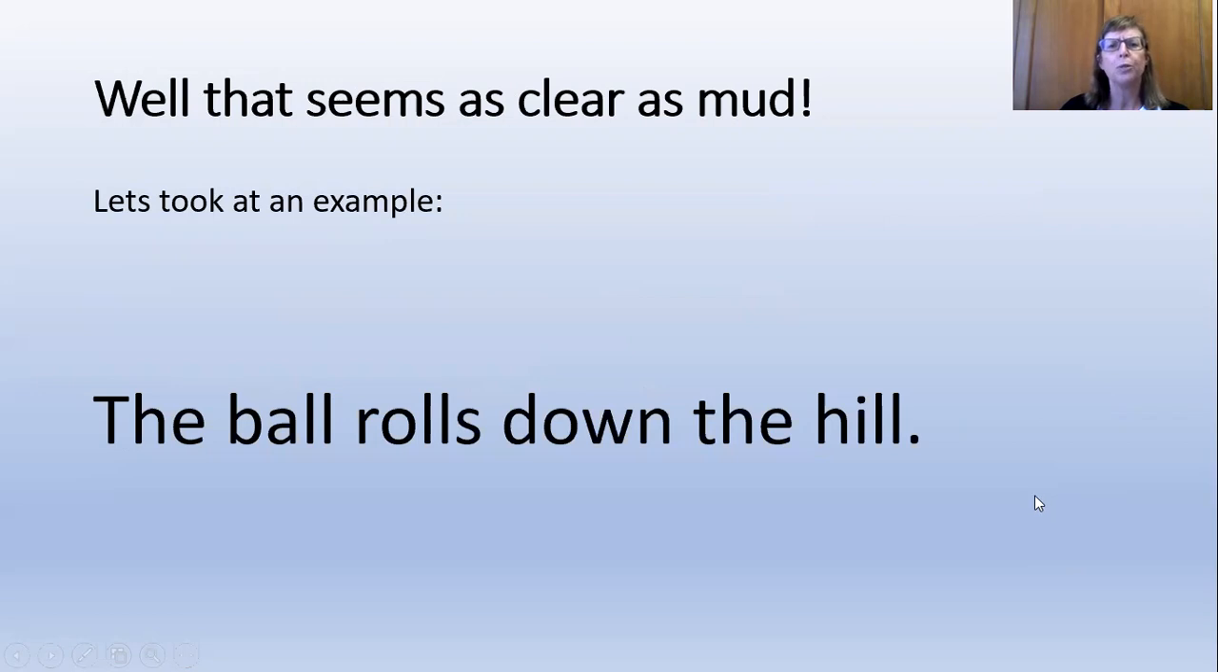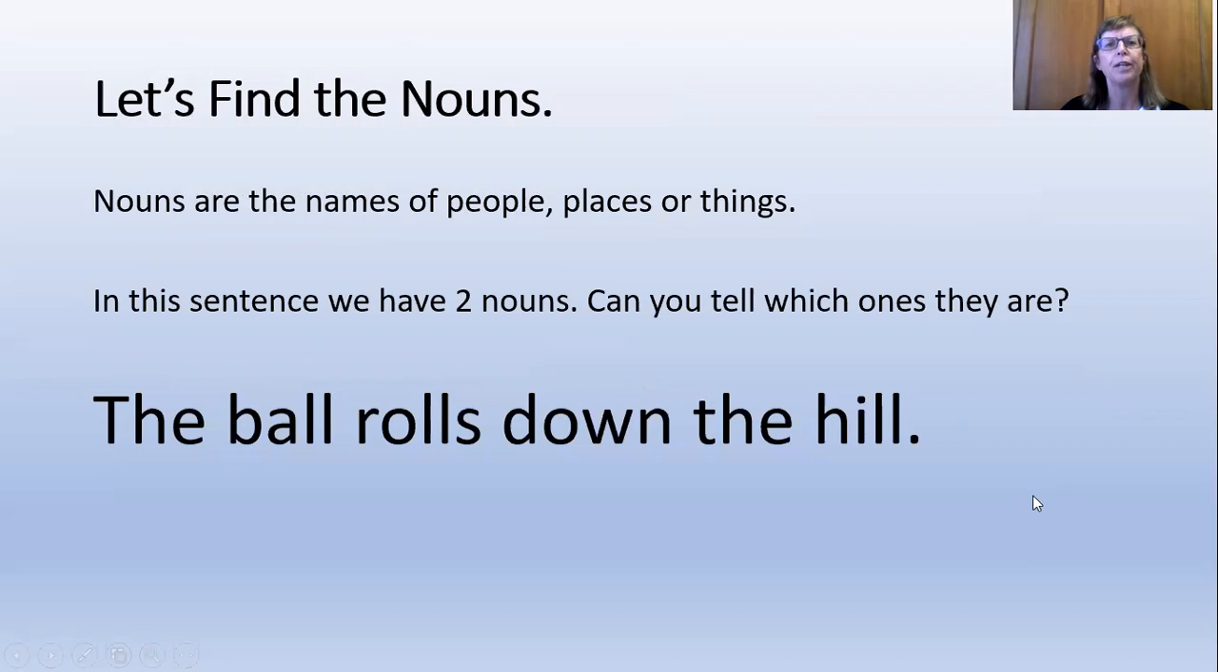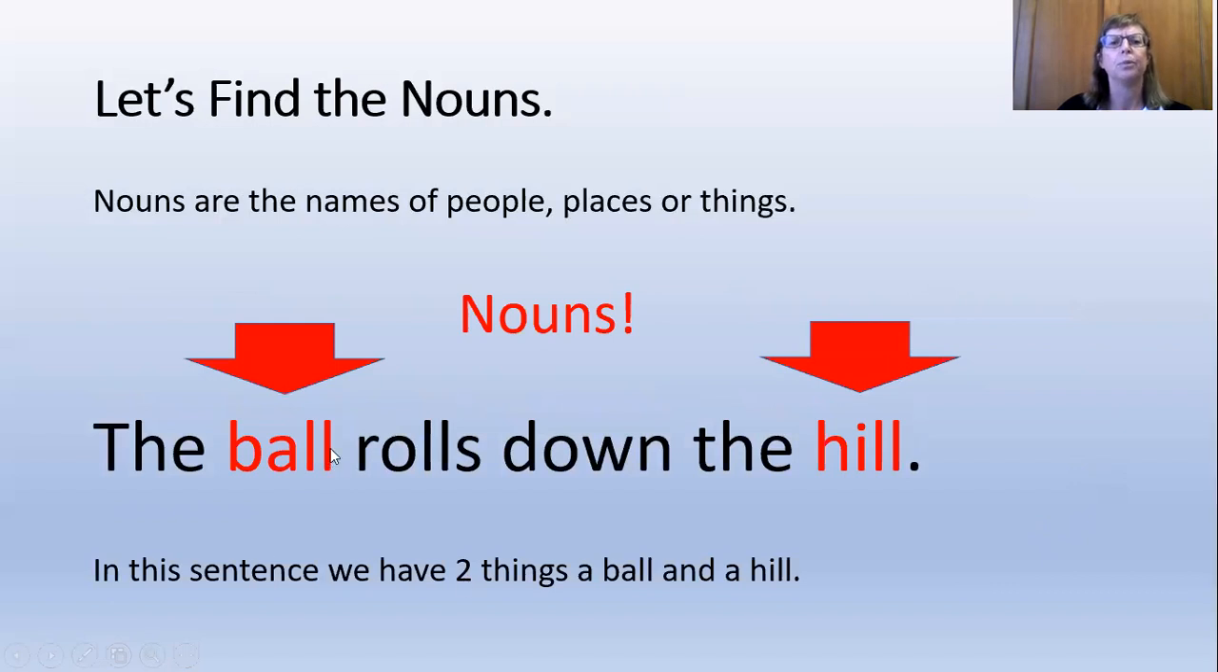The ball rolls down the hill. First of all, let's find the nouns. Remember, nouns are the names of people, places, or things. In this sentence, we have two nouns. Can you tell which ones they are? I hope so. There's a ball, which is a thing, and a hill, which could be a thing or a place. So in this sentence, we have two nouns, the ball and hill.